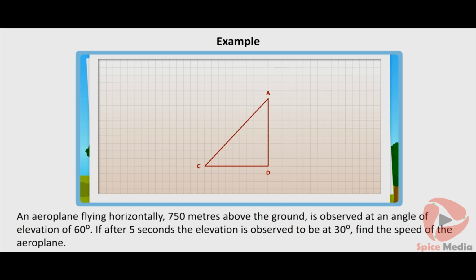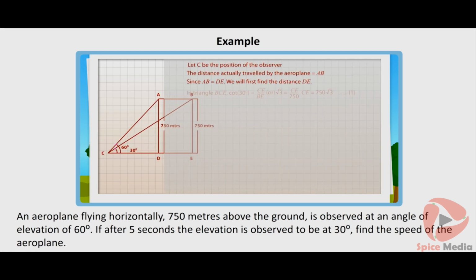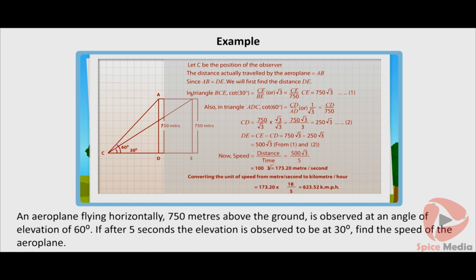Let C be the position of the observer. The distance actually traveled by the aeroplane is equal to AB. Since AB is equal to DE, now let's find the distance DE. In triangle BCE, cot 30 is CE by BE, or square root of 3 is equal to CE by 750, or CE is equal to 750 into square root of 3. Name this equation as 1.